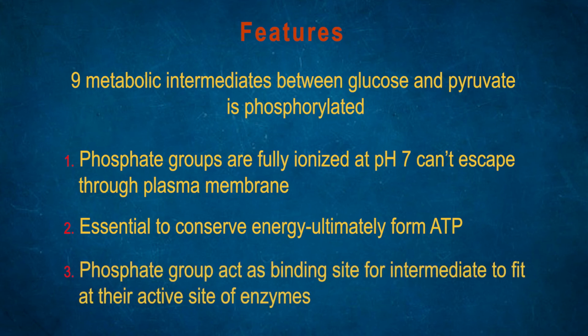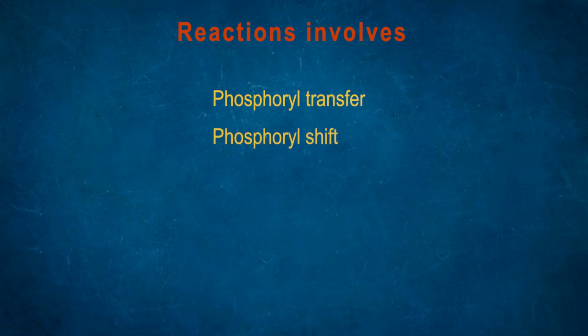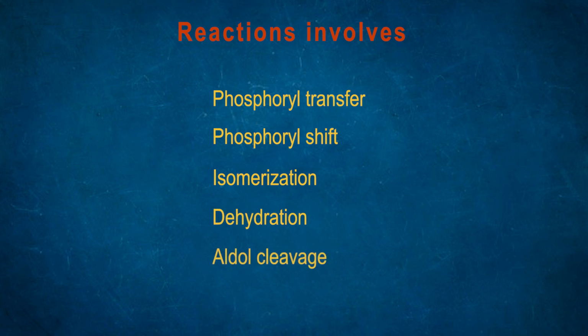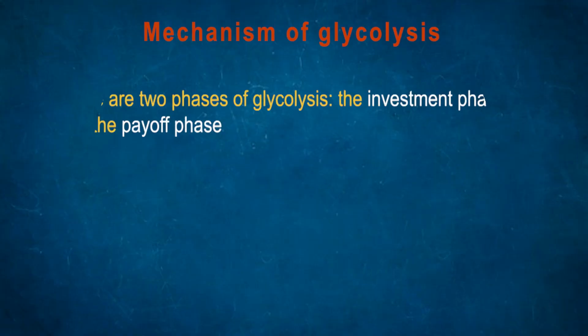Phosphate group acts as binding site for the intermediates to fit at the active site of the enzyme. The reactions involved are phosphoryl transfer, phosphoryl shift, isomerization, dehydration as well as aldol cleavage. So, mechanism of glycolysis. There are 2 phases. One is investment phase and another one is payoff phase.